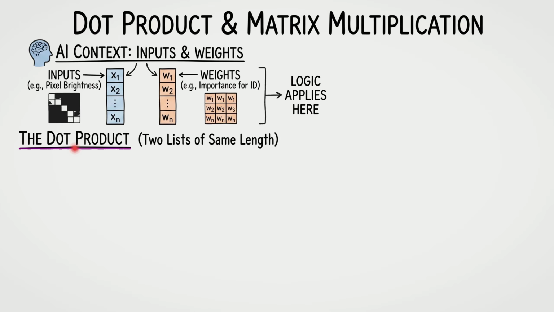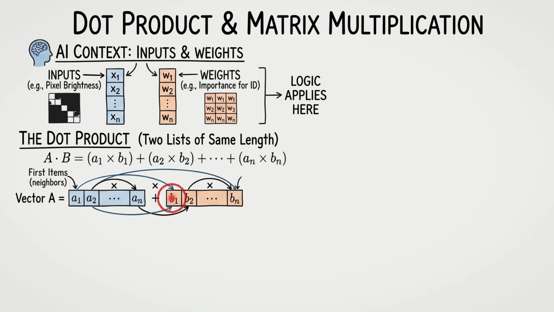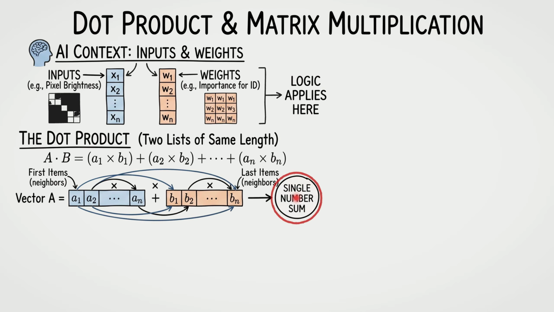To do a dot product, you need two lists of the exact same length. Looking at the formal mathematical definition here, you simply multiply the corresponding neighbors. You take the first item in vector A and multiply it by the first item in vector B. Then you do the same for the second items and so on, all the way to the last items in your lists. Notice the plus signs between the pairs? You add all those individual products together to get one single number sum.